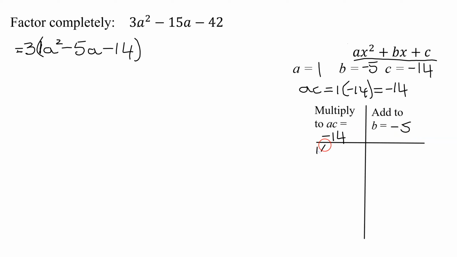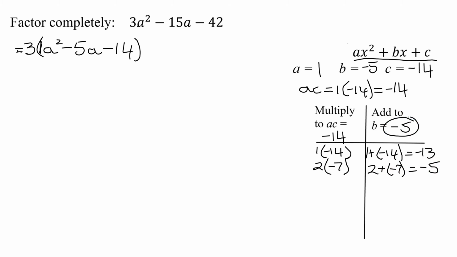So I'm going to have 1 times negative 14. They definitely multiply to negative 14. But what is 1 plus a negative 14? It's negative 13, not the number I'm looking for. Does 2 divide into 14? Yes, so I'm going to have 2 times negative 7. This is looking promising. 2 plus a negative 7, what does that add up to? Negative 5. That is the number I'm looking for.